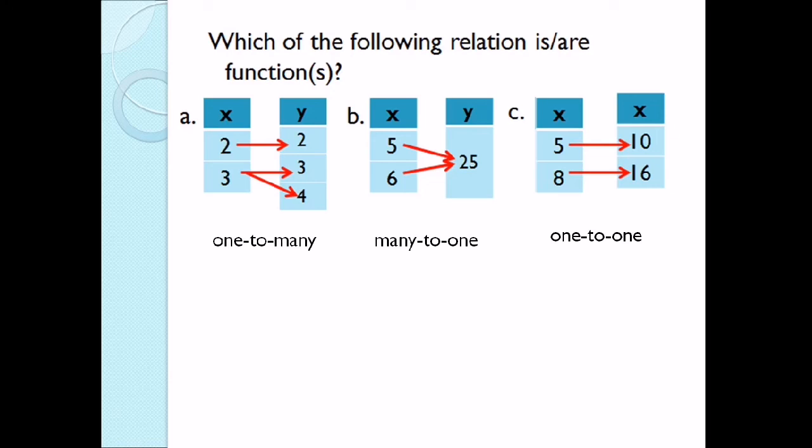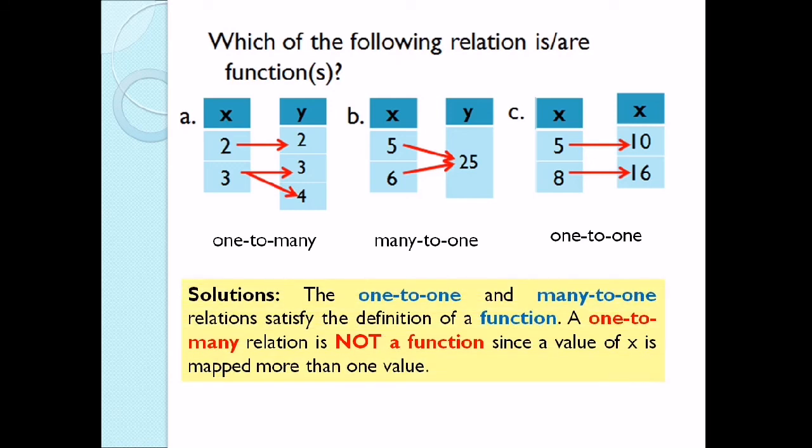So let's have the solution for that. The 1 to 1 and many to 1 relations satisfy the definition of a function. A 1 to many relation is not a function since a value of x is mapped to more than one value. So meaning, ang kind of relation na function is 1-to-1 and many-to-1 based on the definition of a function. Kailangan daw, meron siyang unique value of x. So therefore, there will be no repeated value for x para masabi natin ang given relation ay function.